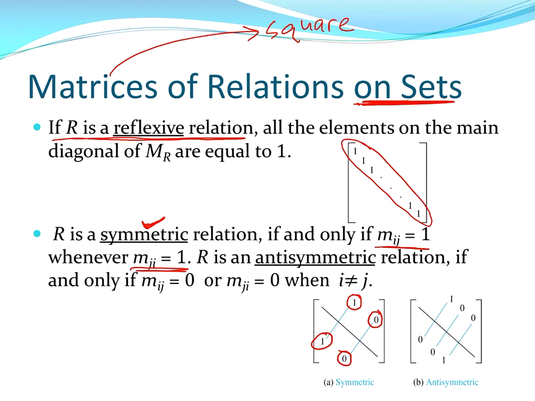Then you will have a symmetric relation. For the antisymmetric property, we look at off-diagonals with indices switched, and if one is a 1, the other one has to be a 0. They can both be 0, but again, only one of the two corresponding entries with indices switched can be a 1 to be antisymmetric.